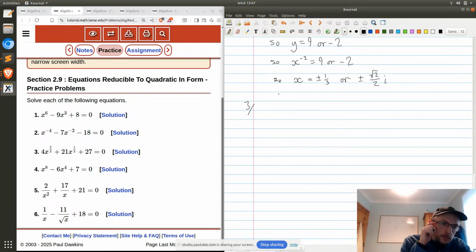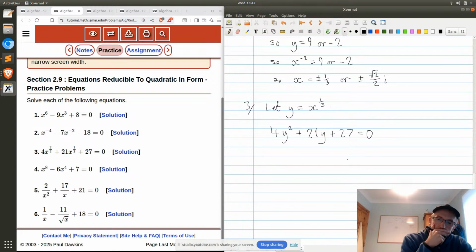Okay, so what do I do? Oh, I know. Let y equal x to the 1/3. And then we have 4y squared plus 21y plus 27 is equal to 0. Isn't that right? And can you factorize this? Can you factorize it? Apply the discriminant, why not?